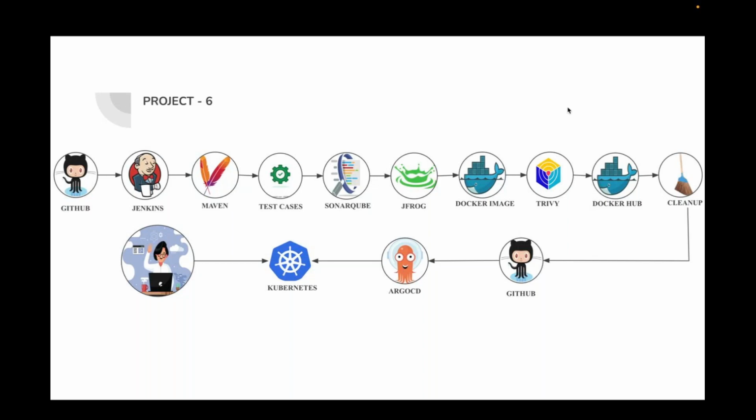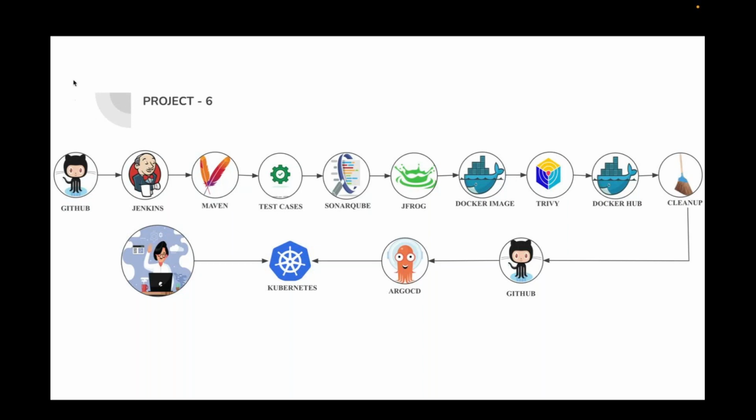All these days we have seen manual steps: how to deploy applications, how to create custom Docker images, how to push Docker images to the Docker Hub repository, and how to scan Docker images. We have seen all of these as manual activities, but in this pipeline everything is automated from pushing.